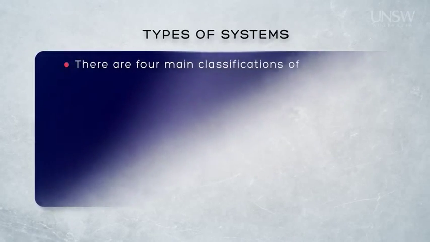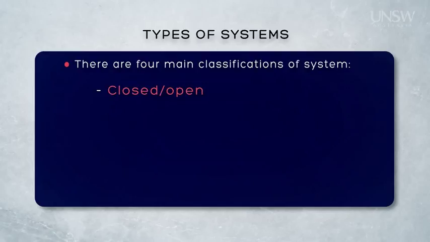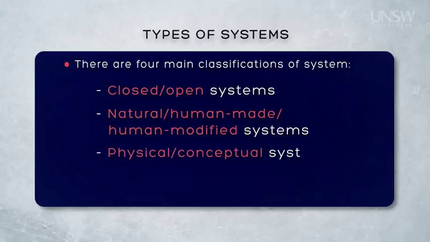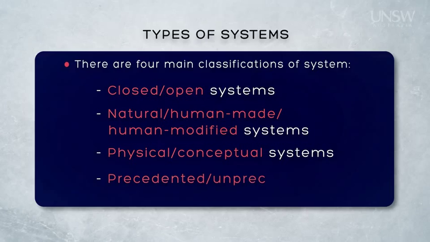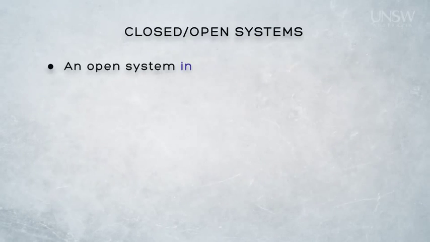There are numerous ways to classify systems. Here we identify the four main types in order to be clear as to which type of system we refer to in systems engineering, and therefore in the remainder of this course. There are closed or open systems. There are natural, human-made, or human-modified systems. There are physical or conceptual systems. There are precedented or unprecedented systems. Let's look at each of those a little more closely.